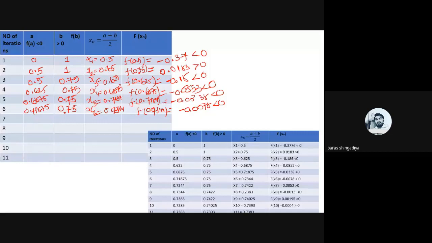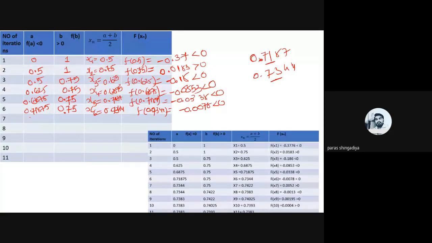Here we have to consider the answer correct up to 2 decimal places. If you observe x5 and x6, the answer of x5 is 0.7187 and the answer of x6 is 0.7344. So we cannot say this answer is correct up to 2 decimal places. When we say that, the two nearest iterations should match, meaning after the decimal point the first two digits should be the same in the two nearest iterations. That is the meaning of this point. So repeat this procedure until the required answer.